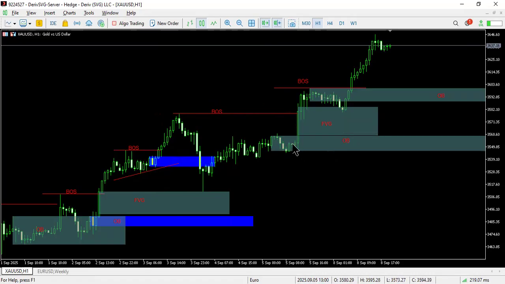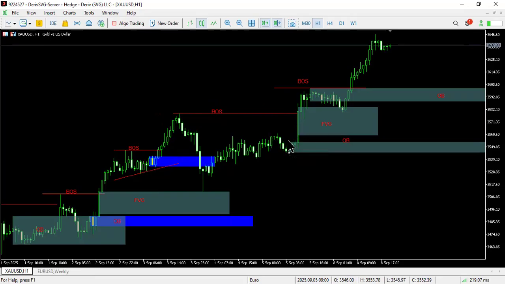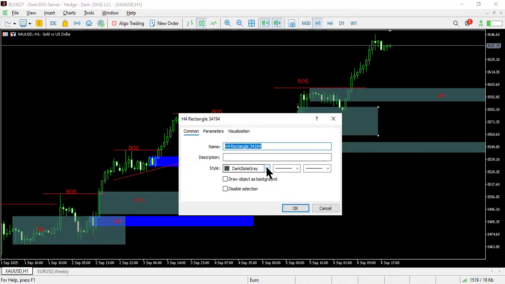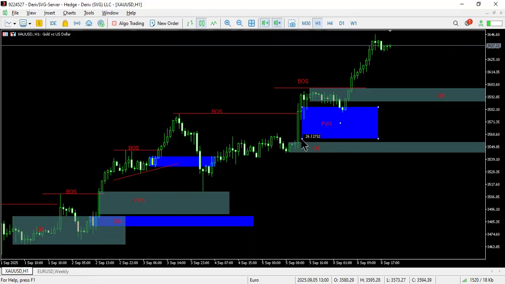And then right now, price broke structure. That is our order block. And then that is our FVG. That is our FVG that is present.